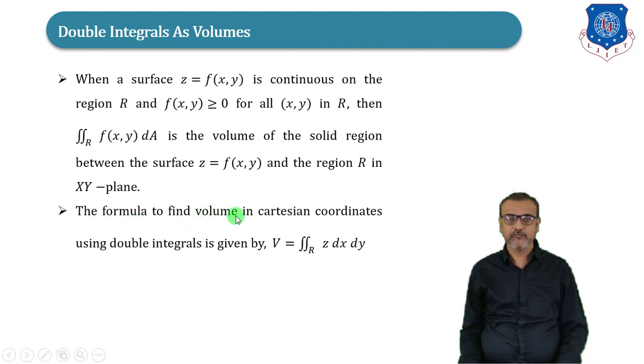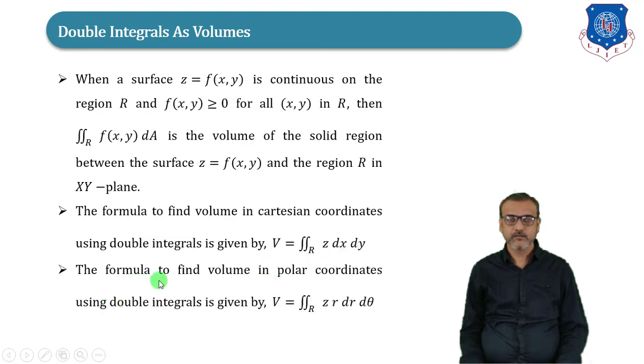The formula to find the volume in Cartesian coordinates using double integral is given by V equals double integration of z dx dy over the given region R. The formula to find volume in polar coordinates using double integrals is given by V equals double integration of z, replacing dx dy by r dr d theta, over the given region R.